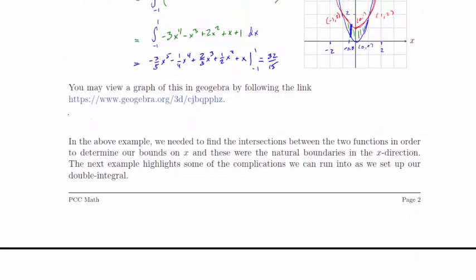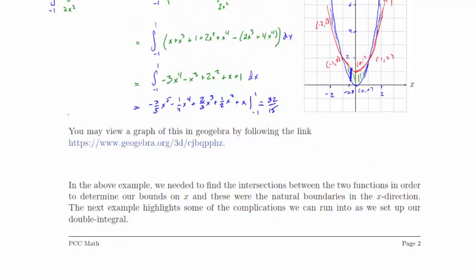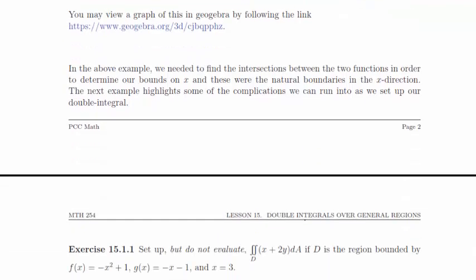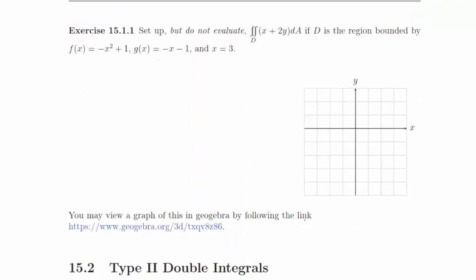So let's go ahead and have you do an exercise here in just a moment. Let me just read this real quick. In the above example, we needed to find the intersections between the two functions in order to determine our bounds on the x. And these were the natural boundaries in the x direction. The next example is going to highlight some of the complications we can run into as we set up our double integral. So I'm going to let you work on this as an exercise, but know that some extra things may happen as we look at the intersections here, but really think about how you want to set up your integral based on the geometry of how the area is cut up.